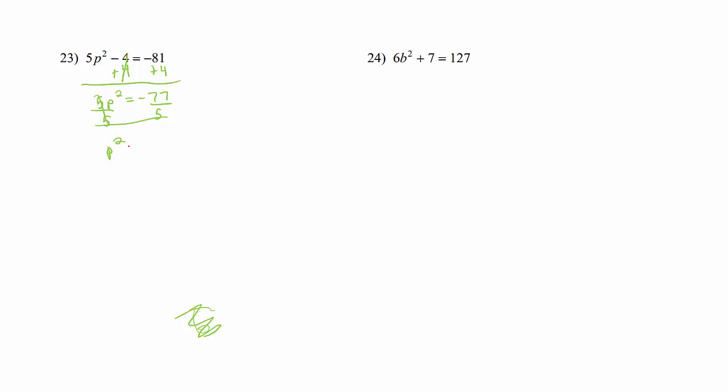And what matters here at this point is not what negative 77 over 5 is. What matters is that we're trying to square root a negative number. There are no real square roots of negative numbers. So this is no solution.